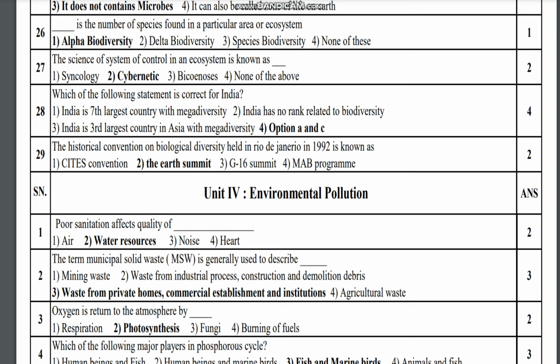Question number 29: the historical convention on biological diversity held in Rio de Janeiro in 1992 is known as the Earth Summit.